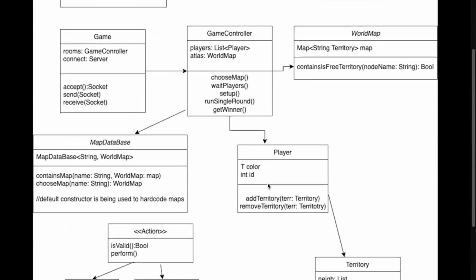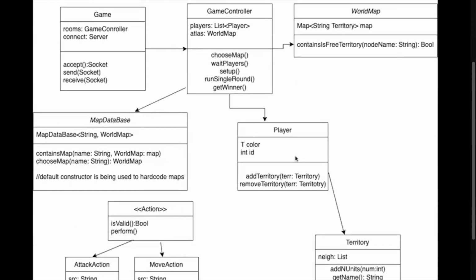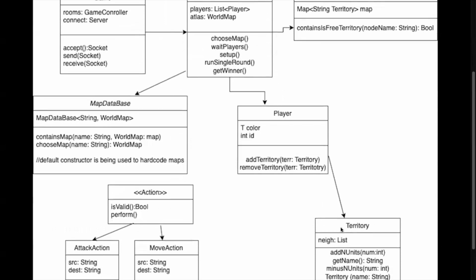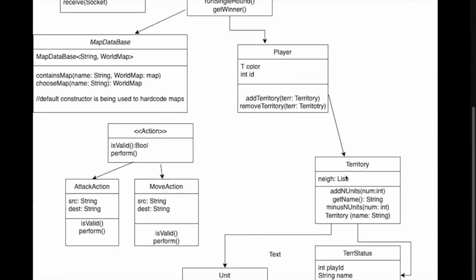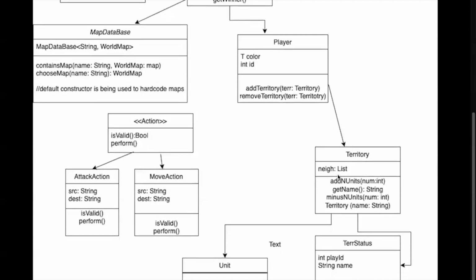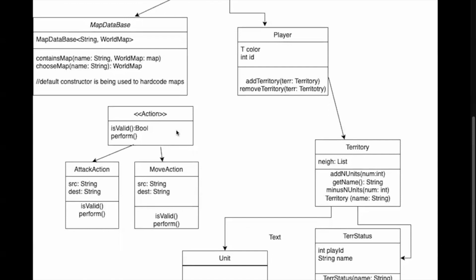And inside the class player, it has the attribute of colors, and it also has some territories. And in the territory class, it has attributes neighbor and unit. We also have an interface for action, and then the attack action class and the move action class actually implement the action.